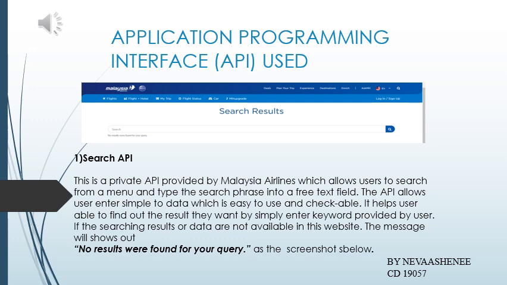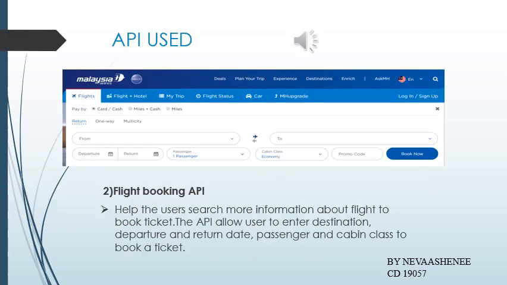If the search results or data are not available on this website, the message will show that no results were found for your query, as in the screenshot above. The second API used is Flight Booking API, which lets users search more information about flights to book a ticket. The API allows users to enter destination, departure and return date, passenger and cabin class to book a ticket.